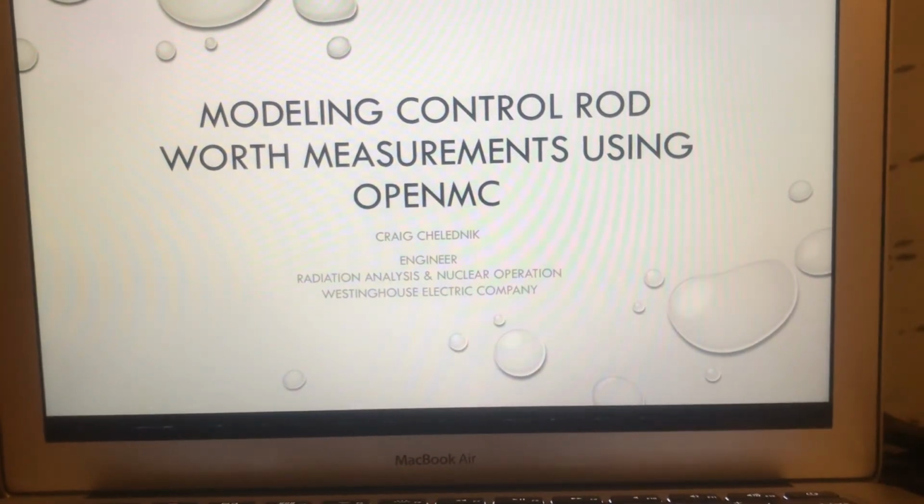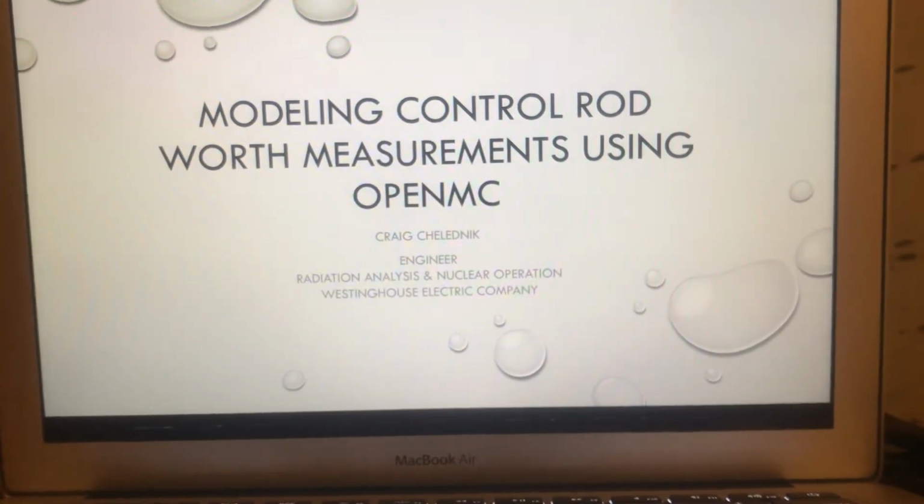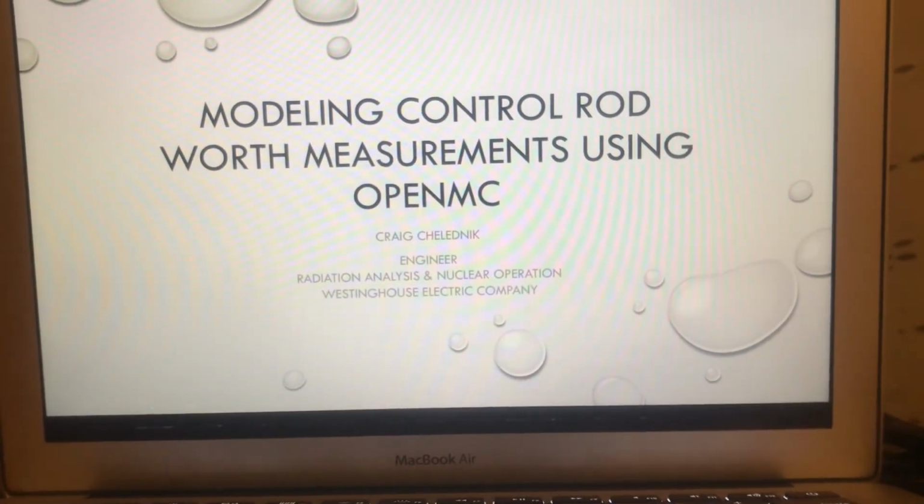I am a distance student, also an engineer for Westinghouse in radiation analysis, nuclear operations. My project was I modeled the control rod worth measurements using EMCH. I modeled this in the same way that we actually test control rod worths at sites for reload startups and initial startups. That's one of the things that I do at Westinghouse.